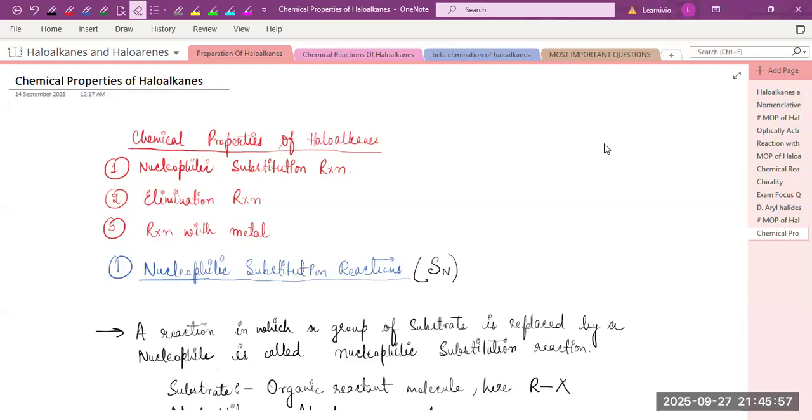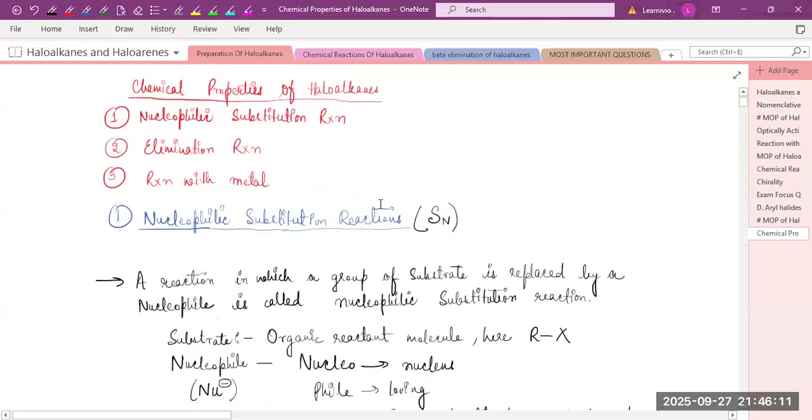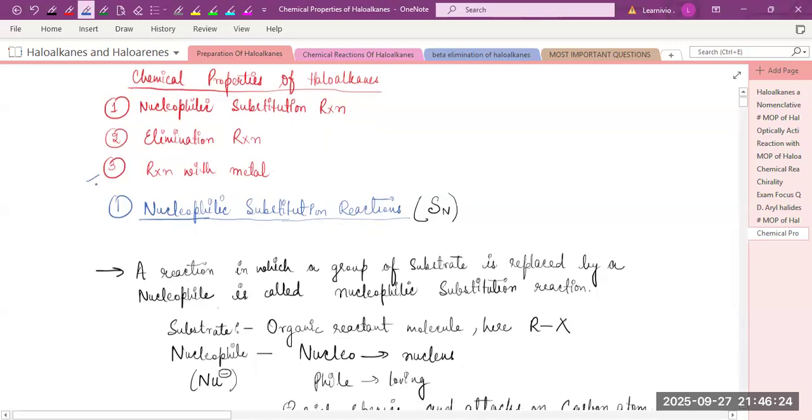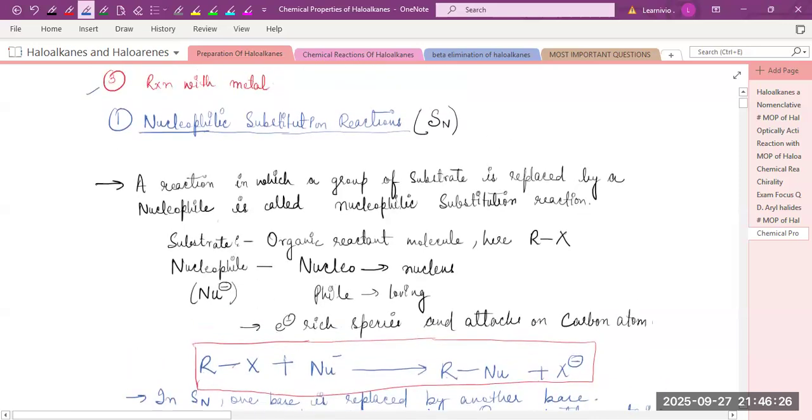Okay, so chemical properties of haloalkanes. There are three chemical reactions of haloalkanes. First one is your nucleophilic substitution reaction. Second is your elimination reaction. And the third is your reaction with metal. So one by one, we will understand these three reactions of haloalkanes. Okay. So first one is your nucleophilic substitution reaction.